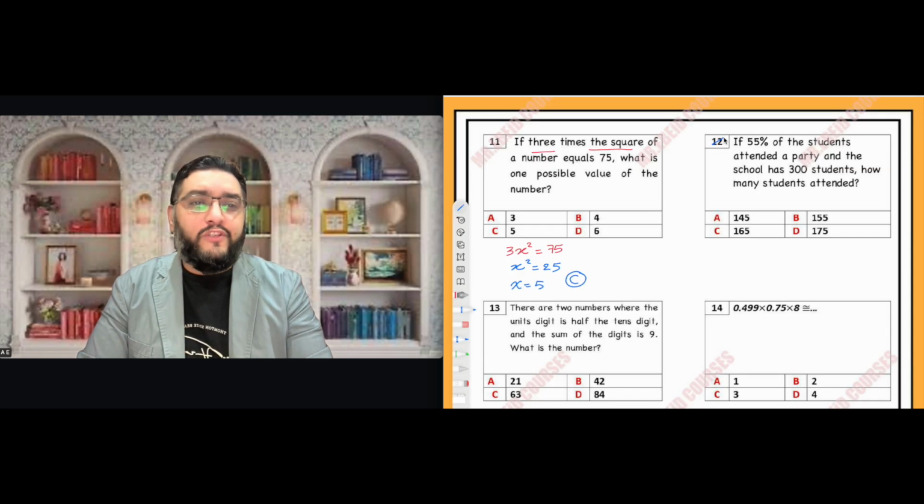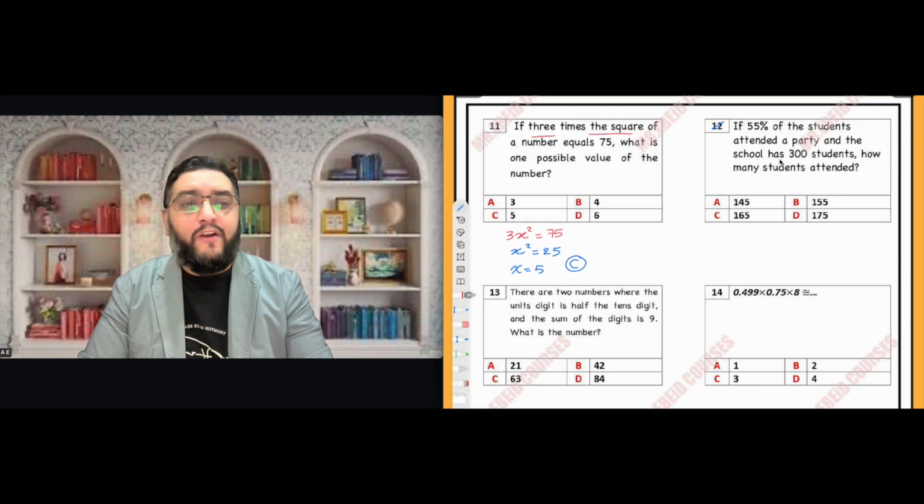Let's move to question 12. If 55% of the students of a school attended a party, and the school has 300 students, how many students attended? So we want to calculate 55% of 300. We have several methods to answer this question. One student changes 55% into 55 over 100, multiplied by 300, and checks what the answer equals.